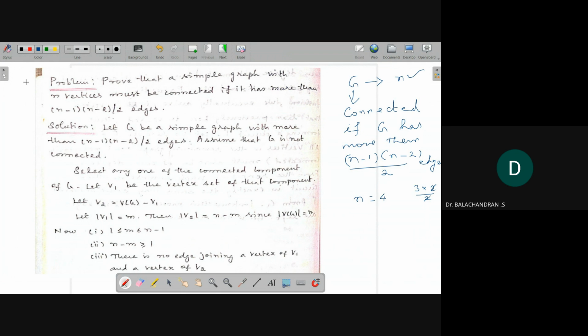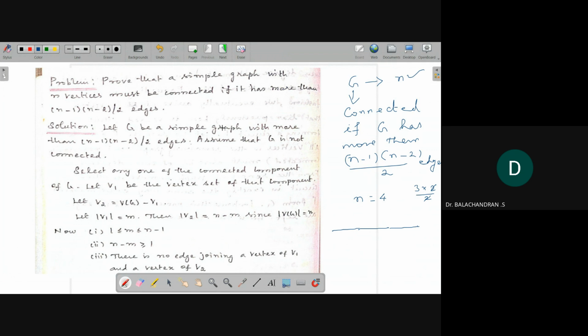Before solving this problem, first we will check for n equal to 4. So I'll take 4 vertices. n equal to 4 means n minus 1 is 3, n minus 2 is 2, so 6 by 2 is 3 edges. If G has more than 3 edges, then G is connected.